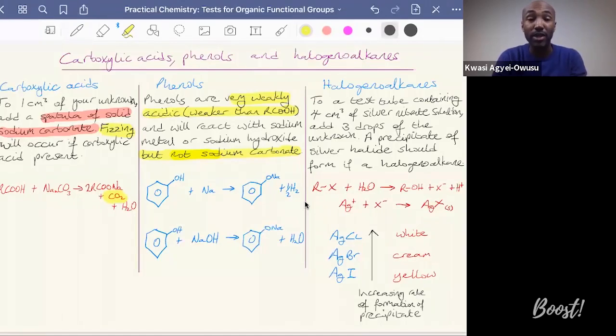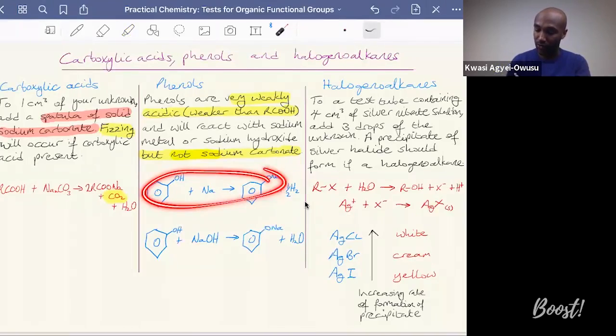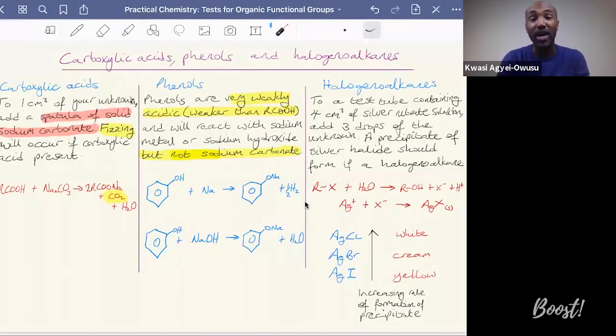Phenols, because they are acidic, will react with metals, so sodium on its own, in much the same way that acids will react with metal to give you the sodium salt and hydrogen gas. So that's this equation shown here. So phenols will react with reactive metals, and they'll also react with a strong alkali such as sodium hydroxide, but not with sodium carbonate.